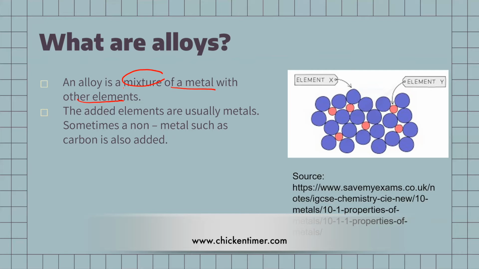So you have another picture that shows you the atoms found in an alloy. In the alloy, you have big atoms and small atoms, and now they are represented with the blue and red. So the blue one is likely to be the metal, and the red one is likely to be the alloying element. So the alloying element is the substance that you add to the metal. They are usually metals, but sometimes can also be non-metals.